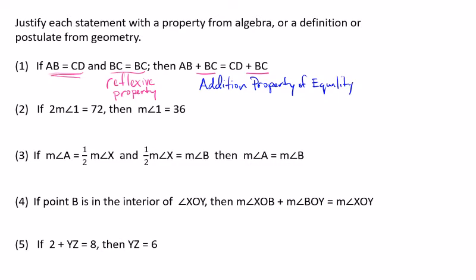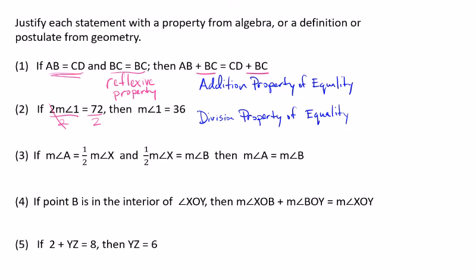All right. Okay, so number 2. So here we have an equation, 2 times the measure of angle 1 is equal to 72. And then finally we end up with measure of angle 1 is equal to 36. So what happened from point A to point B? And you may have guessed it, what we did is we divided by 2 on both sides, right? And so that's the division property of equality, right?